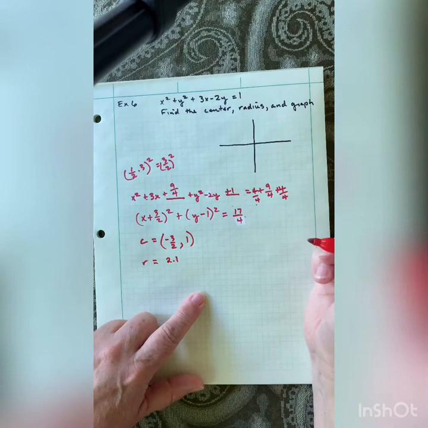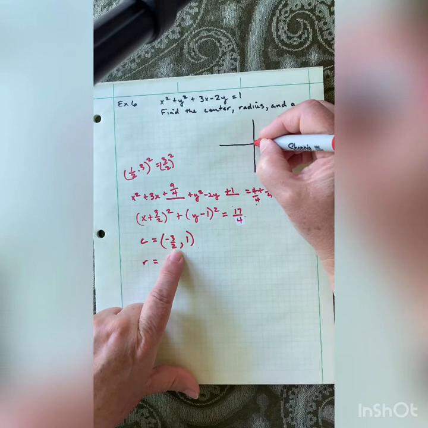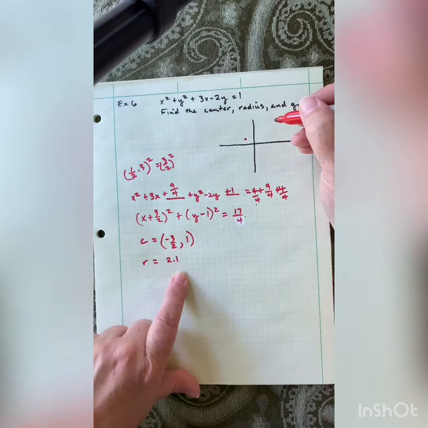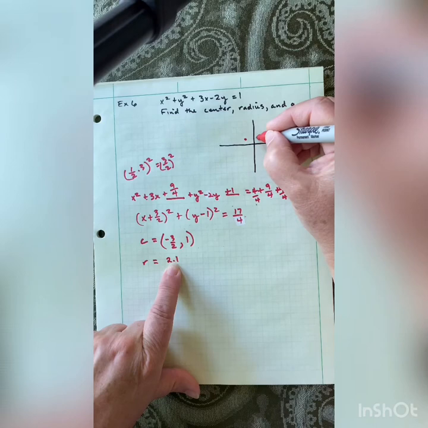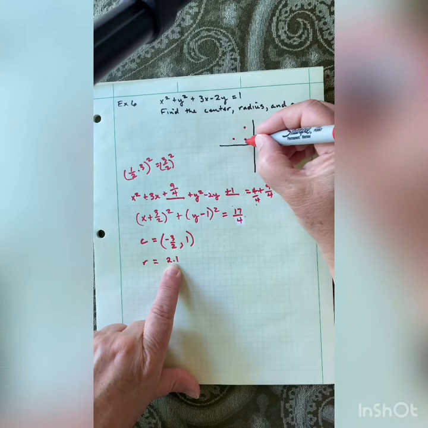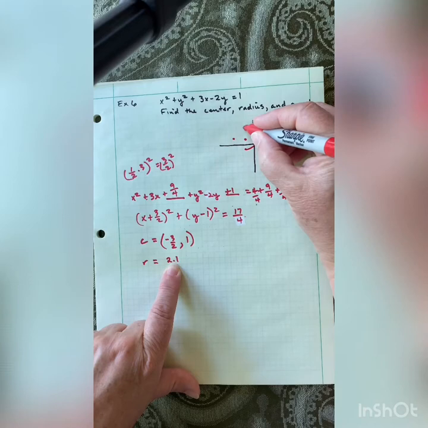Okay, so let's graph this now. Negative 3 halves, so that's negative 1 and a half, right? And 1. So that's going to be right there. And I'm basically just going to go 2 in each direction. So 1, 2, 1, 2, 1, 2, and 1, 2. And do your best to draw a circle. And there you go. That's it.